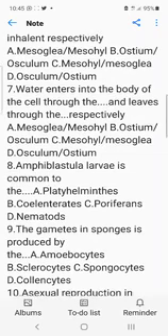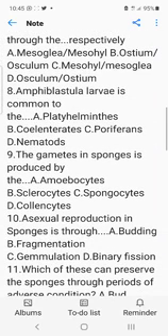Number 8. Amphiblastula larva is common to dash. Is it the platyhelminthes? Is it the coelenterates? Is it poriferans or the nematodes? Of course, amphiblastula larva is associated with the poriferans. C. Take note of that.